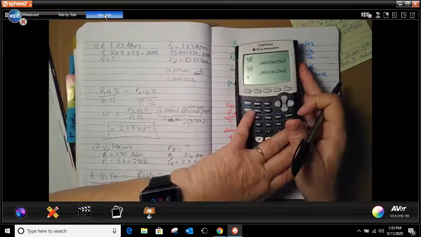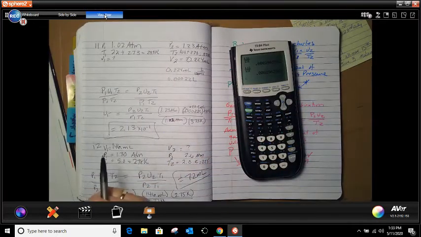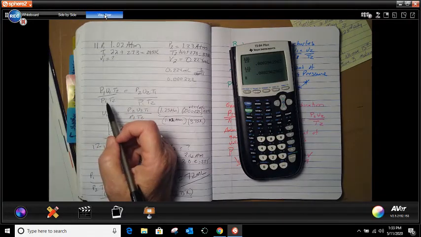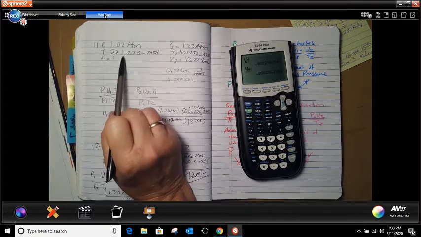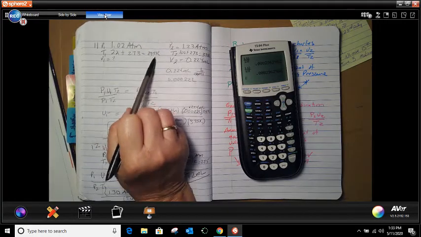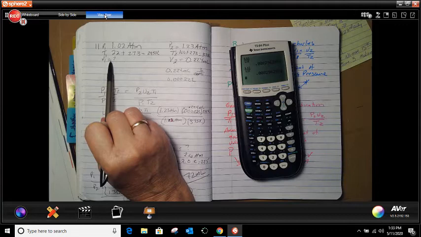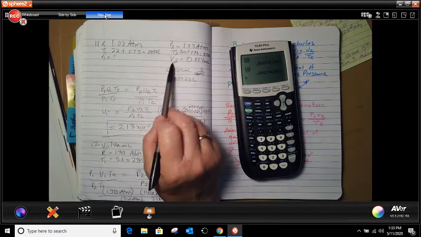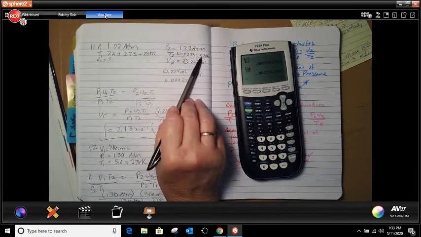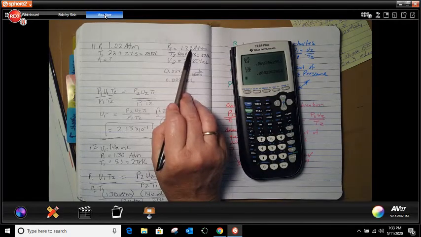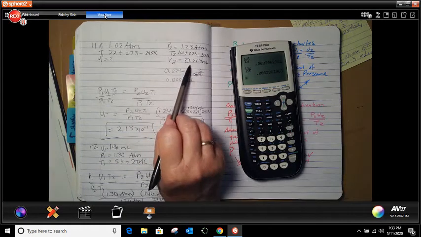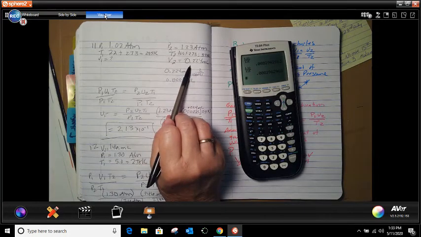So let's look at problem number 11. Number 11 says a sample of air in a syringe exerts a pressure of 1.02 atm at 22 degrees Celsius, which we added to make Kelvin. Okay, the syringe is placed in a boiling water bath at 100 degrees, so I'm going to change that to 373 Kelvin. The pressure is increased to 1.3 atm by pushing the plunger, and reduces the volume to 0.0224 milliliters. What is the initial volume?